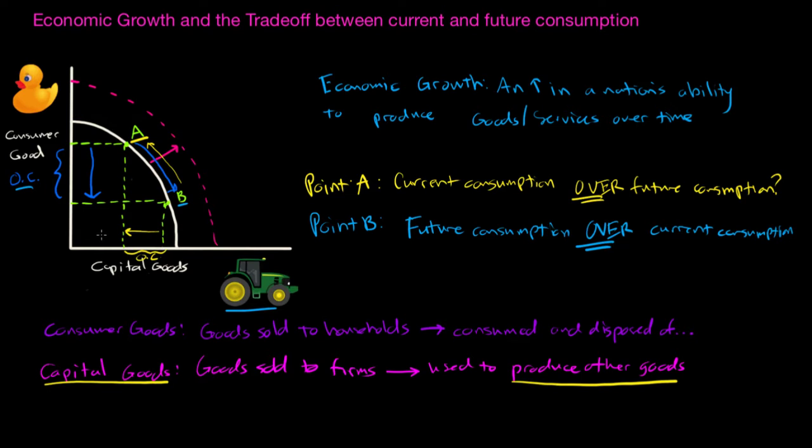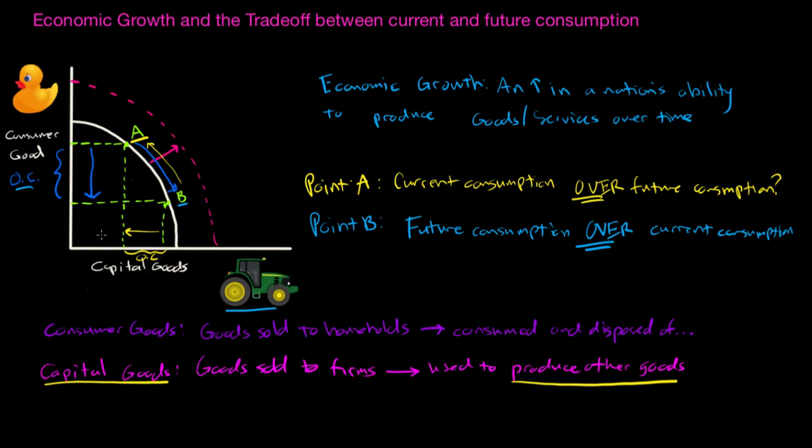or consumer goods today. The benefit, though, of producing more capital goods today is likely to be higher rates of economic growth in the future. Why is that the case? Because capital goods are those things which are used to produce other goods. Capital is a factor of production. Consumer goods are not a factor of production.